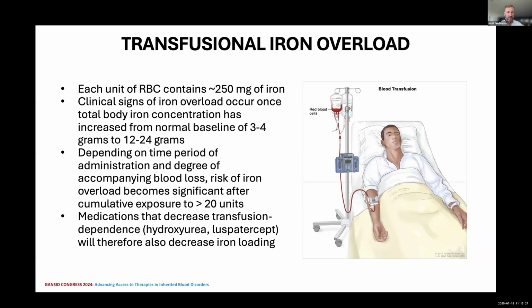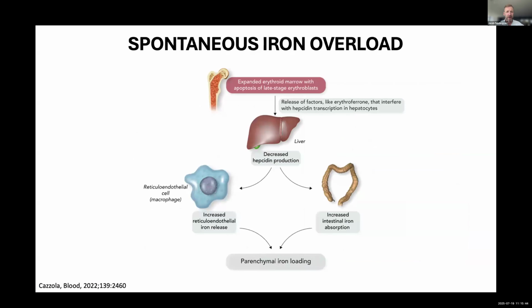And various things that we can do, therefore, to decrease the need for transfusion, i.e. hydroxyurea or Reblozyl or luspatercept, those will also decrease the amount of iron loading you have. So the less you need to be transfused, the less iron overload you will develop. However, in some conditions, even if you're not being transfused at all, you will spontaneously become iron overloaded. That happens with hereditary conditions like hereditary hemochromatosis.